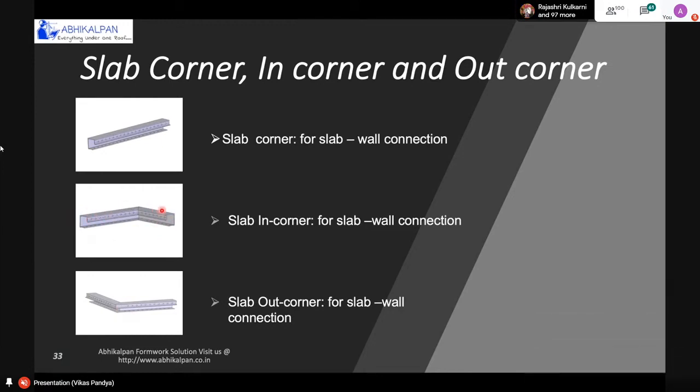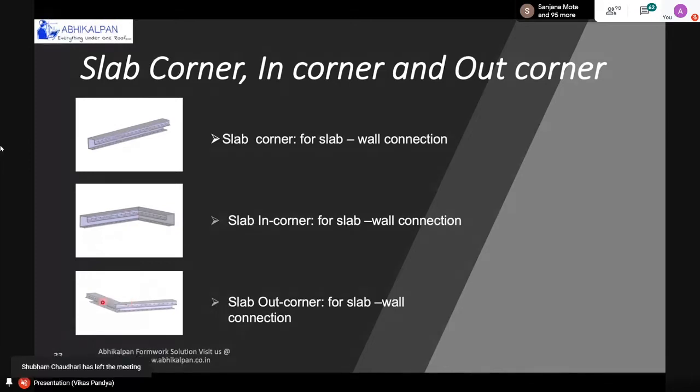For in corner, the concrete surface will be the outer side, as you can see with this cursor, the concrete surface will be this, and on the inner side we will place the deck panel. And for out corner, the concrete surface will be at this side, and we will place the panel from this portion.